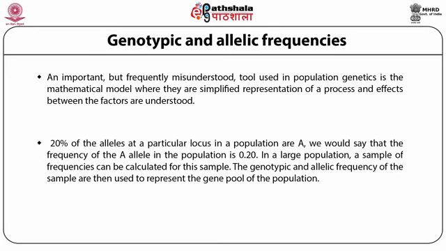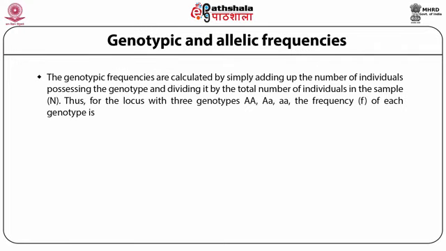In a large population, a sample of frequencies can be calculated for this sample. The genotypic and allelic frequencies of the sample are then used to represent the gene pool of the population. The genotypic frequencies are calculated by simply adding up the number of individuals possessing the genotype and then dividing it by the total number of individuals in the sample, which is denoted by the letter N.